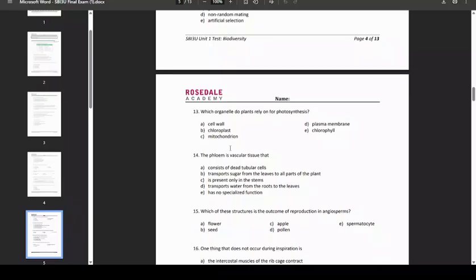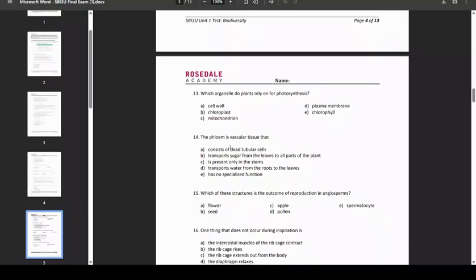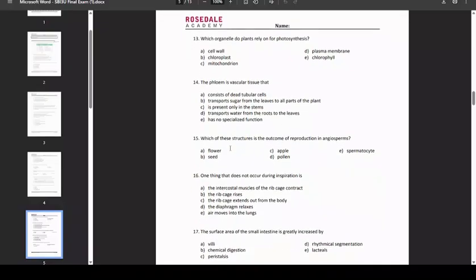The phloem is a vascular tissue that consists of dead tubular cells. Not true. B. Transports sugar from the leaves to all parts of the plant. That is correct. So our correct answer is B.